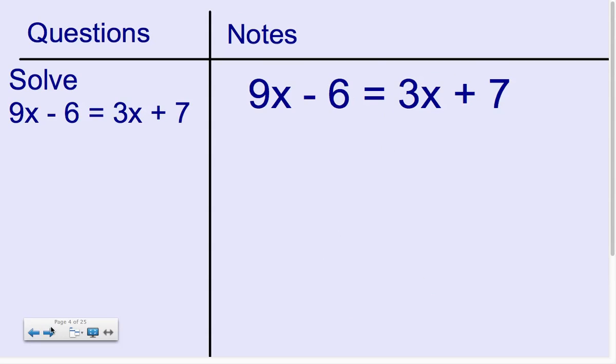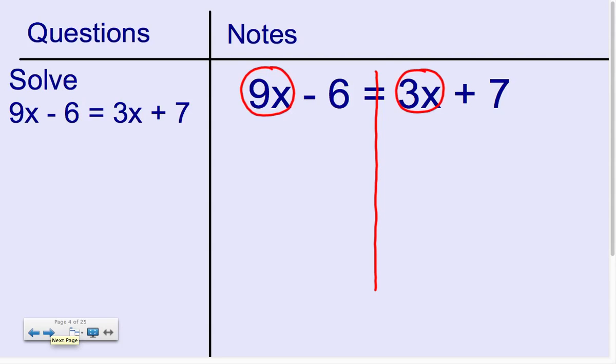Next one, 9x minus 6 equals 3x plus 7. So I'll draw my train tracks as my first step again. Both of my variables, 9x and 3x, I'm going to circle.